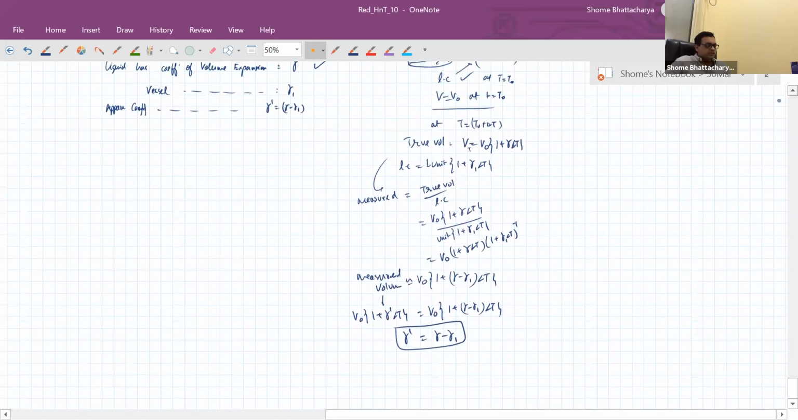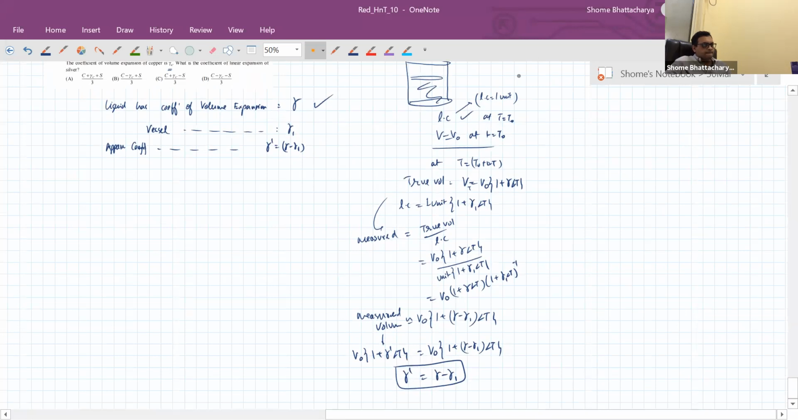Okay, so hope this relation is clear, Nikita? Yes, sir. Okay. So now based on this, you can see that if the liquid has the coefficient of volume expansion gamma, copper has this kind of volume expansion and silver has this kind of volume expansion, then the apparent coefficient of expansion in the copper vessel will be gamma minus gamma of copper, and the apparent expansion in the silver vessel given to us will be gamma minus gamma of silver.